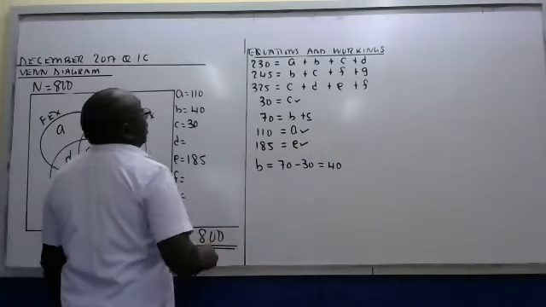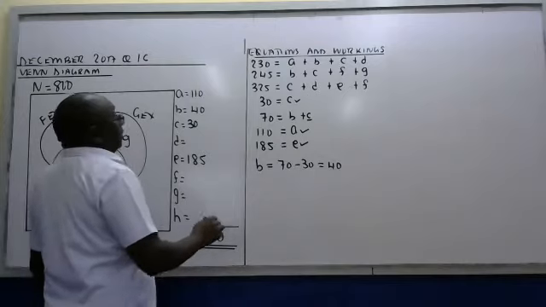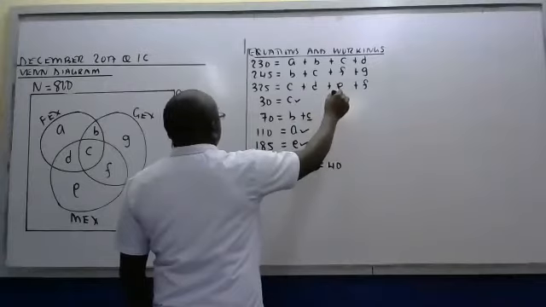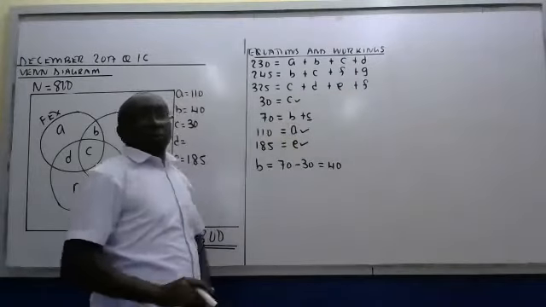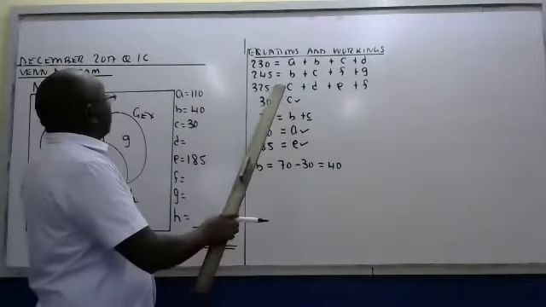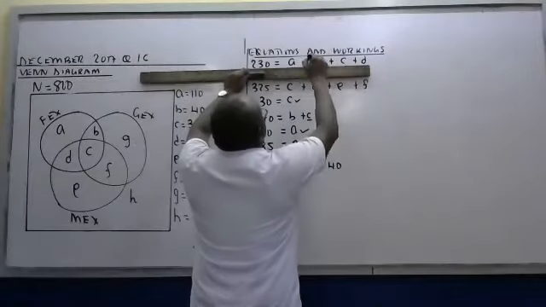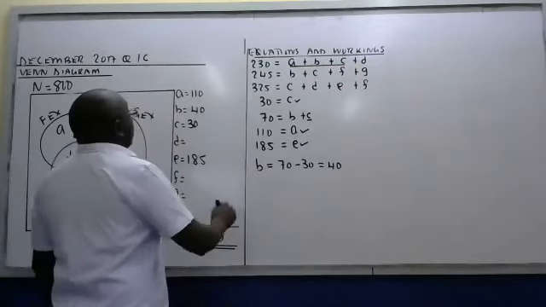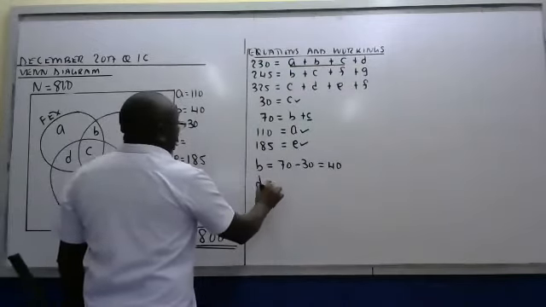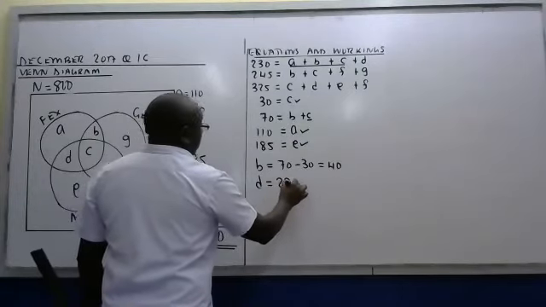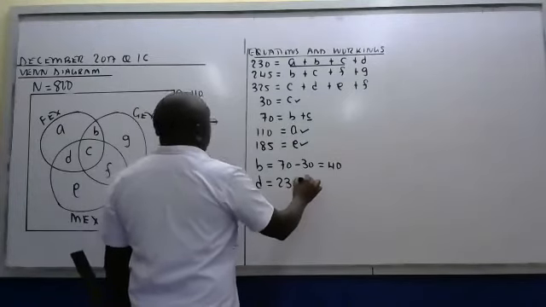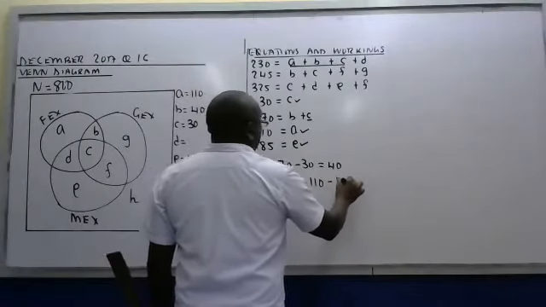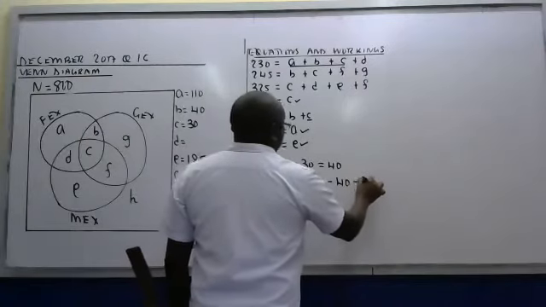Then the next one, we can come here. When we come here, this one we are not able to know. But when I come here, these 3 are known. Those 3 are known, so they will help me get D as 230 minus A, which is 110, minus B, which is 40, minus C, which is 30.